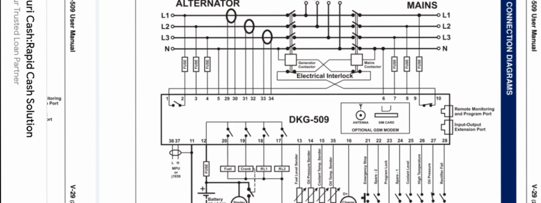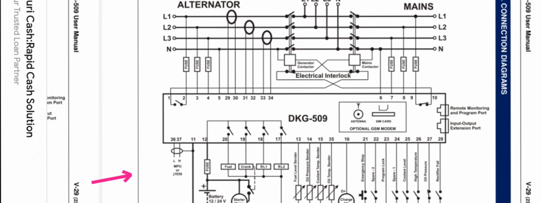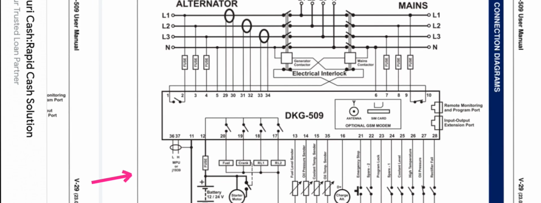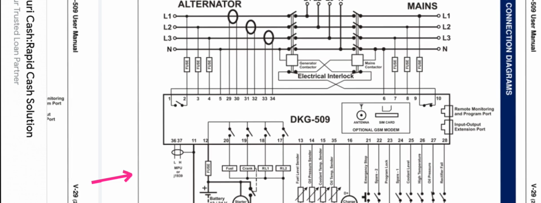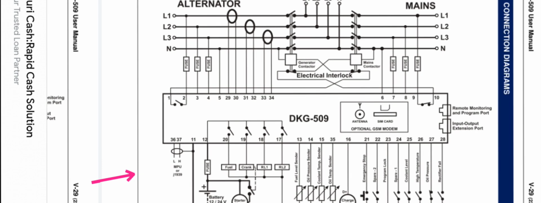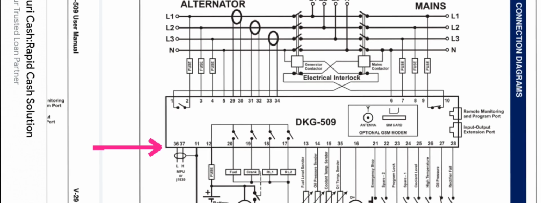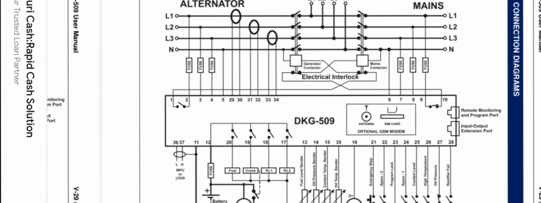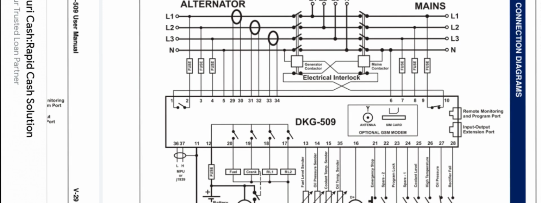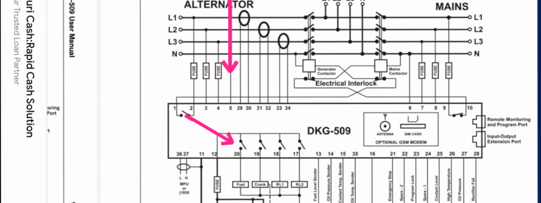So let's begin. First of all, this controller's power supply is 24 volt or 12 volt, and the negative input of this controller is pin number 11 and the positive is pin number 12. Okay, and we have a fuse on the positive line here, as you can see. After that, internally the positive goes through to pin 12, and then again out to the fuel, crank, relay 1 and relay 2.